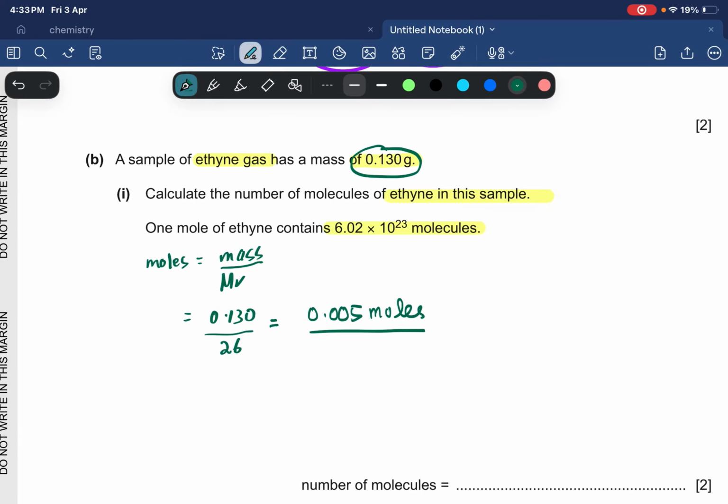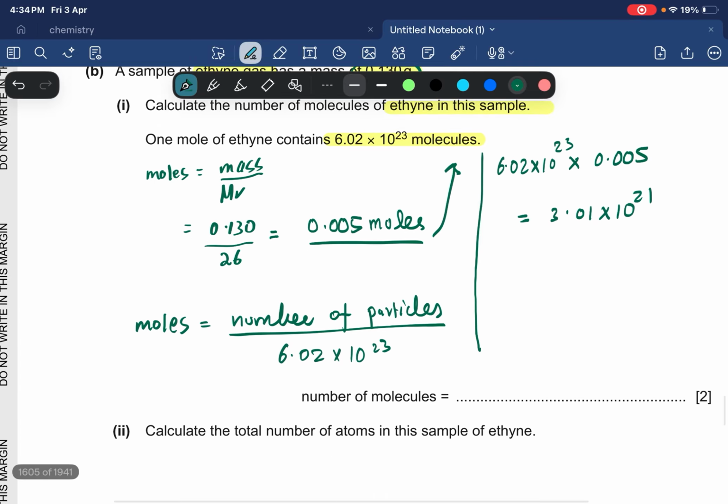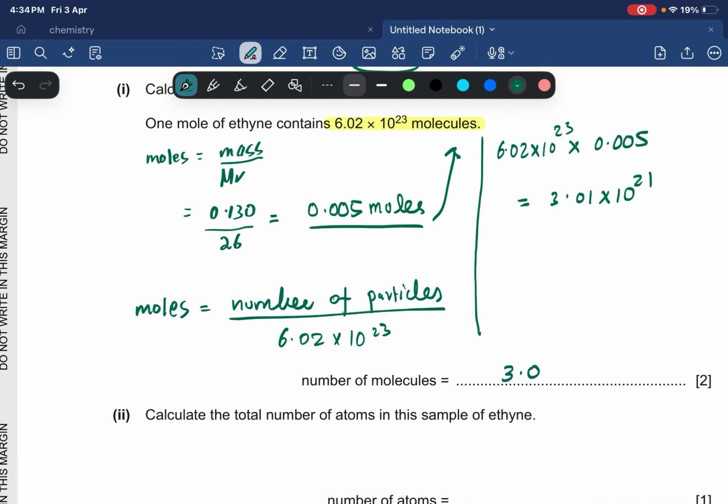Now, how do I convert the moles into number of molecules? I know the formula that moles equals number of particles upon Avogadro's constant, which is 6.02 into 10 exponent 23. So 6.02 into 10 exponent 23 multiplied by my moles, which is 0.005, the number of particles comes out to be 3.01 into 10 raised to power 21. That is my number of molecules.